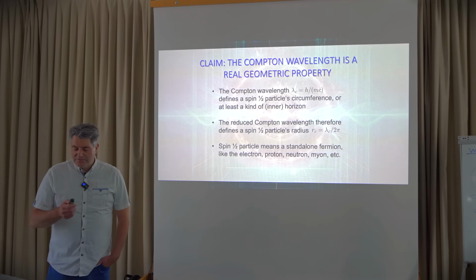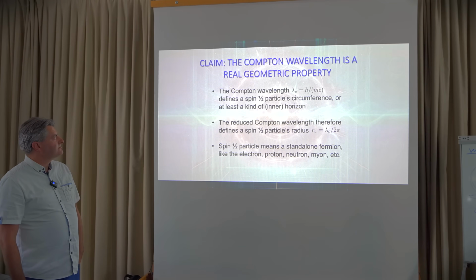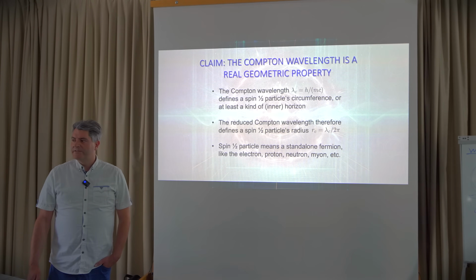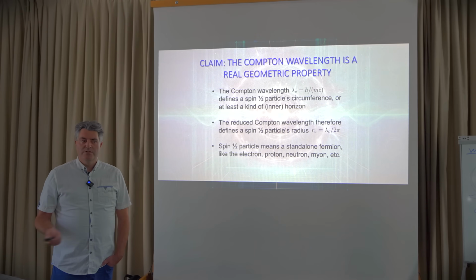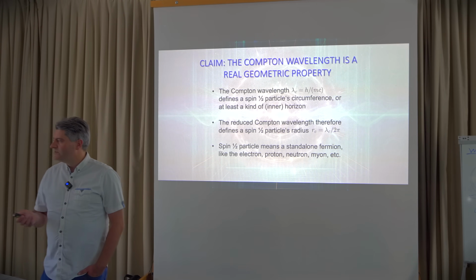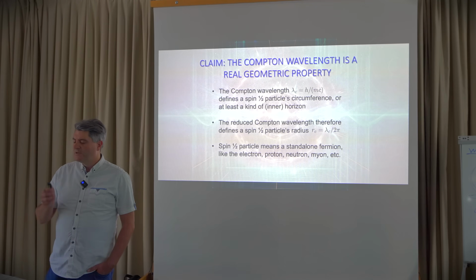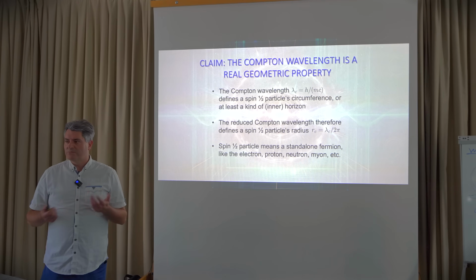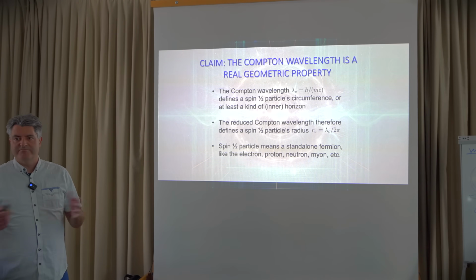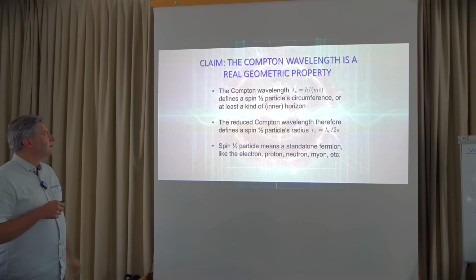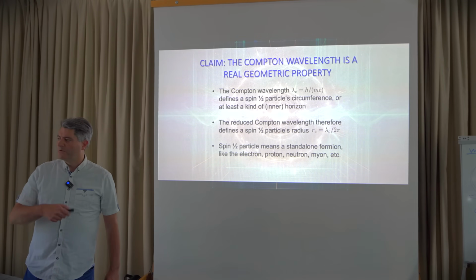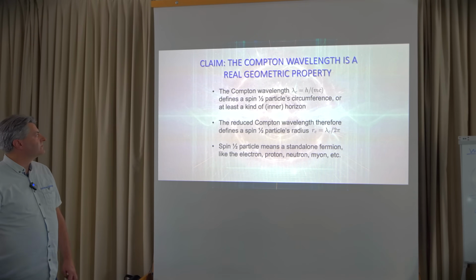The starting point of my presentation is the Compton wavelength and the claim that the Compton wavelength is a real geometric property. It is not just some intangible quantum physical property with no real meaning in 3D space. I think this is a very, very crucial thing. If you have a new theory and you cannot incorporate the quantum wavelength in a real geometric sense, then there is something missing, in my view. And as you will see, this will go a long way. A lot of things will follow from that.